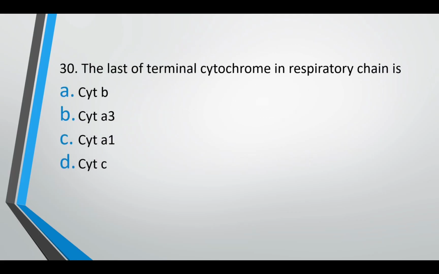The last of the terminal cytochromes in the respiratory chain is cytochrome B, cytochrome A3, cytochrome A or cytochrome C. The correct answer is option B, that is cytochrome A3.